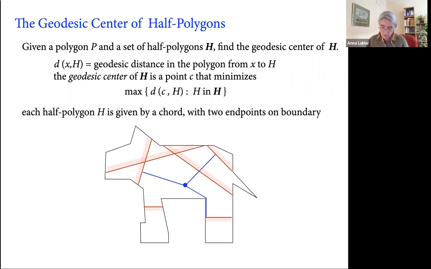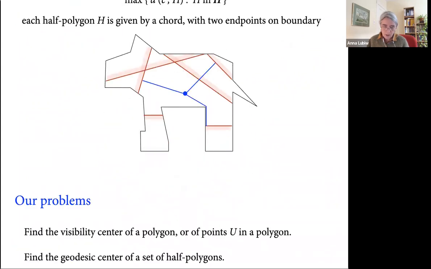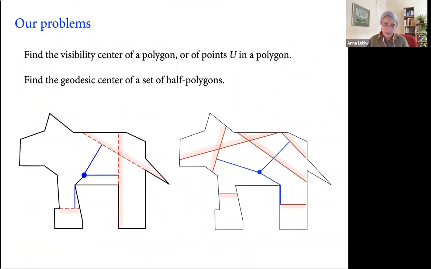Okay, and here would be the center of this particular example. From here, I can get to this one with a lesser distance than these three. So these are the 3 extreme ones. Similarly, I can reach this one with a lesser distance. Okay, so these are the 2 problems we're going to look at to find the visibility center either of a whole polygon, or its vertices, or of some fixed set of points in the polygon. And we're going to reduce that to, but then discuss on its own merits, this problem of finding the geodesic center of some set of half polygons inside a polygon, which is this picture here.